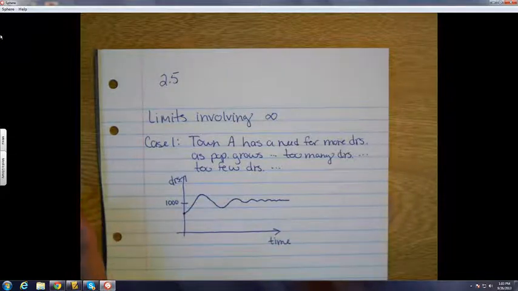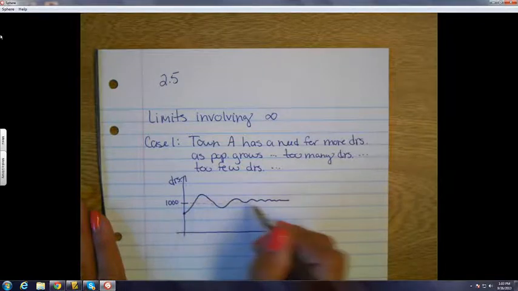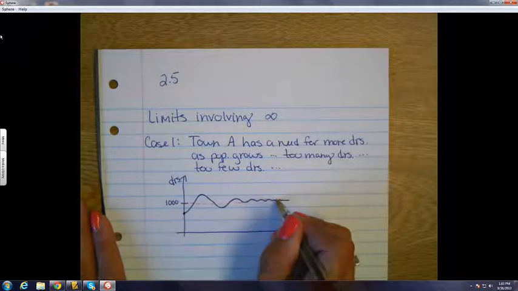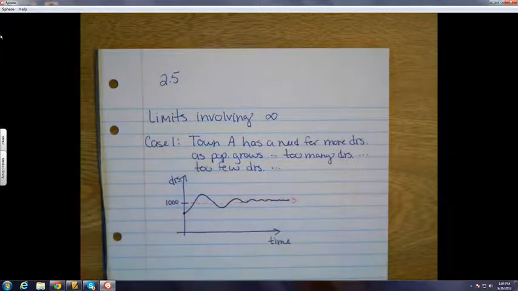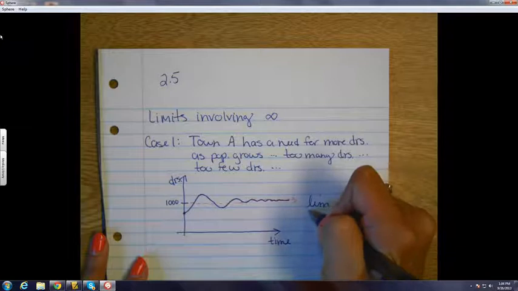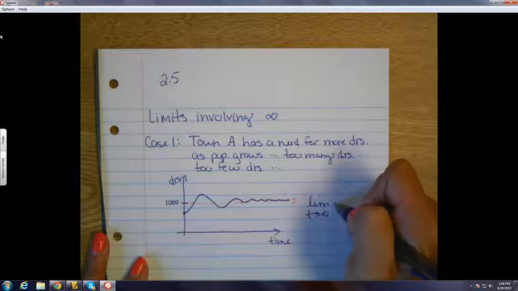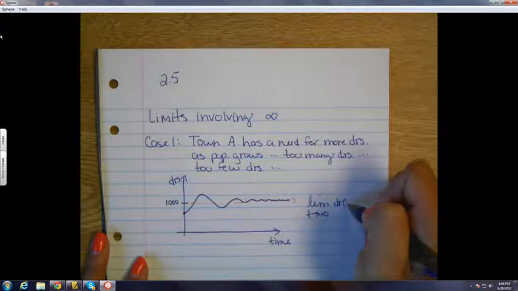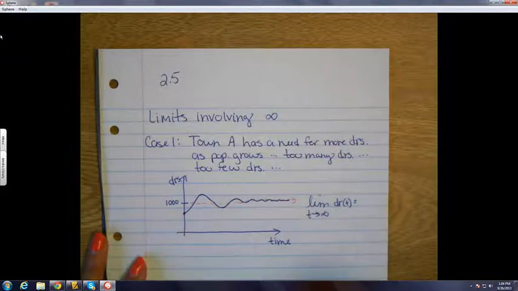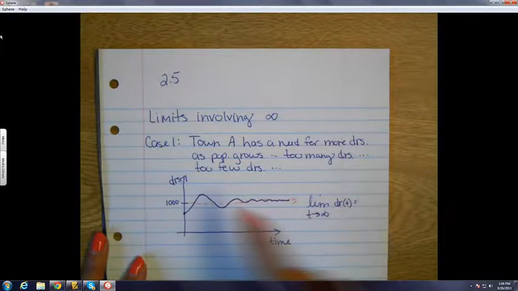So we've crossed this line right through here many, many times. I'm going to hit all those. So with a graph like this, I can ask the question, what's the limit as time approaches infinity of this doctor function? And if you look, it's the y value that we're approaching. We keep jumping up and down across it, but what do we approach as time goes on? We zero in on that 1,000.